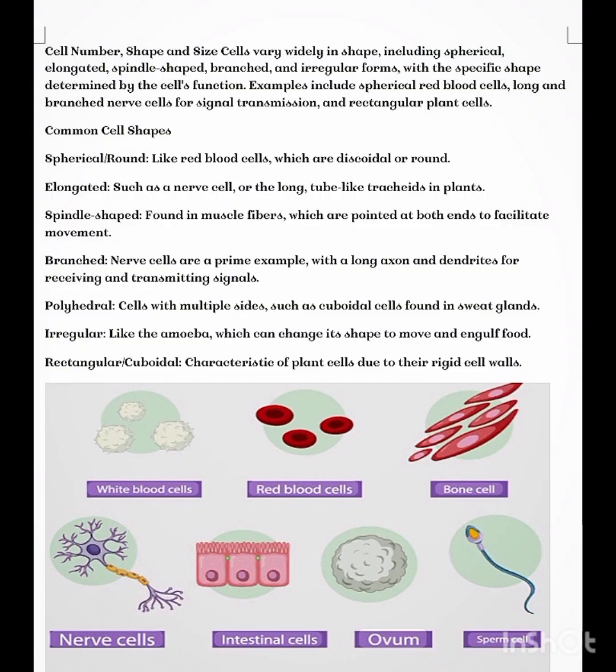Polyhedral, cells with multiple sides, such as cuboidal cells found in sweat glands. Irregular, like the amoeba, which can change its shape to move and engulf food. Rectangular, cuboidal, characteristic of plant cells due to their rigid cell walls.